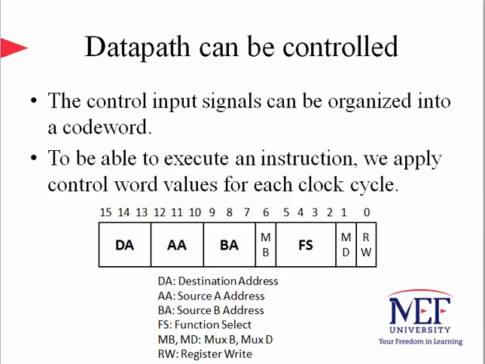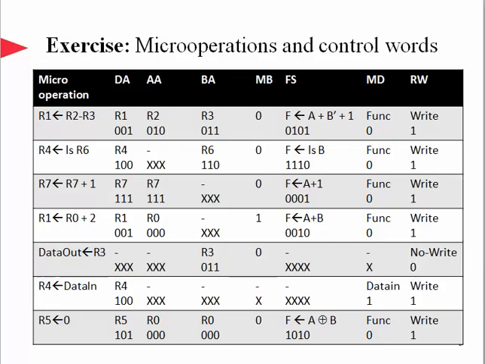As can be seen in our datapath, we generate control inputs such as destination and source addresses, MB select, MD select, or RW select. These are all multiplexer inputs which need to be controlled somehow. Finally, the function select, for example, must be provided to drive the datapath for executing a specific operation. So for a given microoperation to be performed, we need to generate a control word, which consists of ones and zeros, of course. Here's a table for different microoperations.